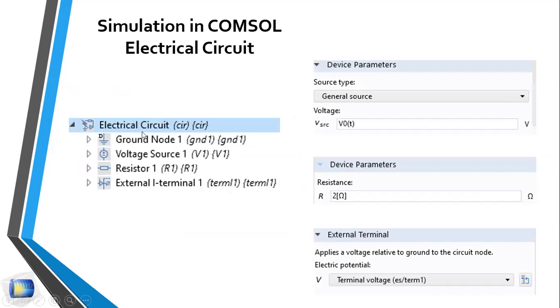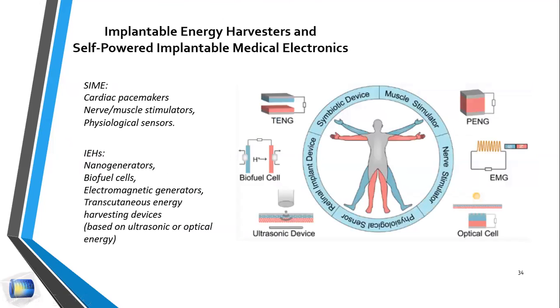Also, you need to add an electrical circuit with 4 different components: ground node, voltage source, resistor, and external terminal. And here we apply the definition that I just mentioned.